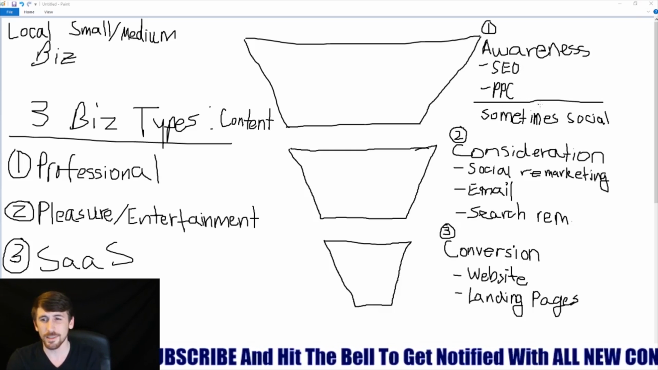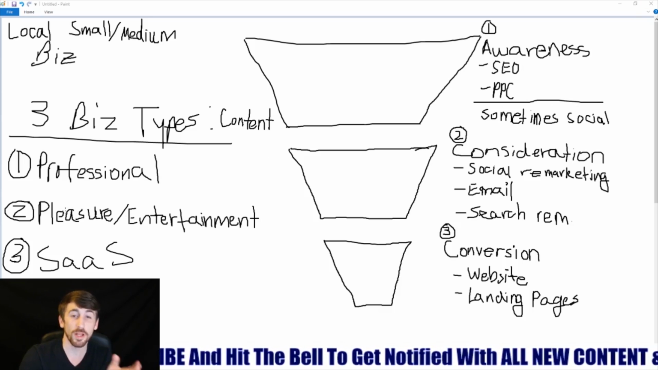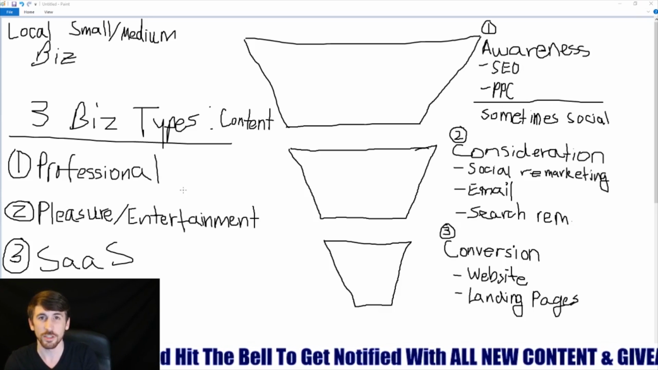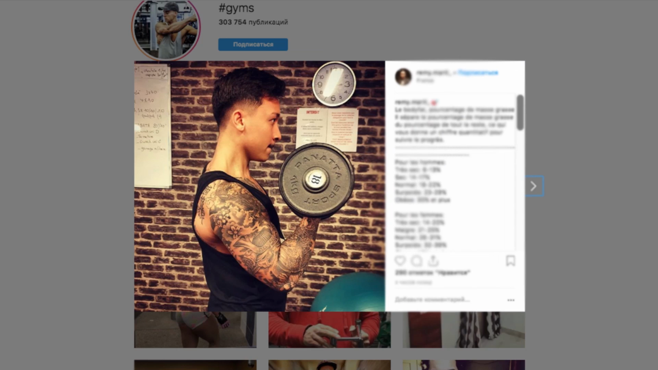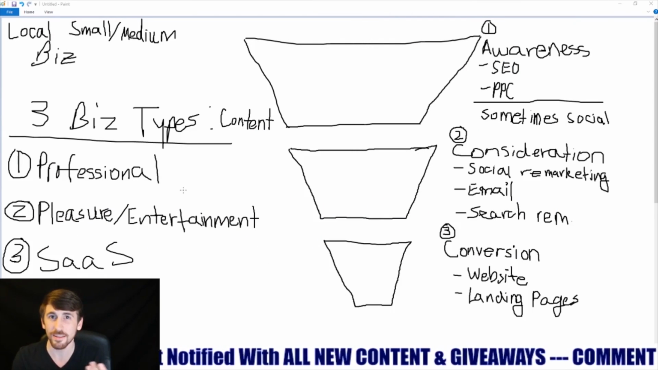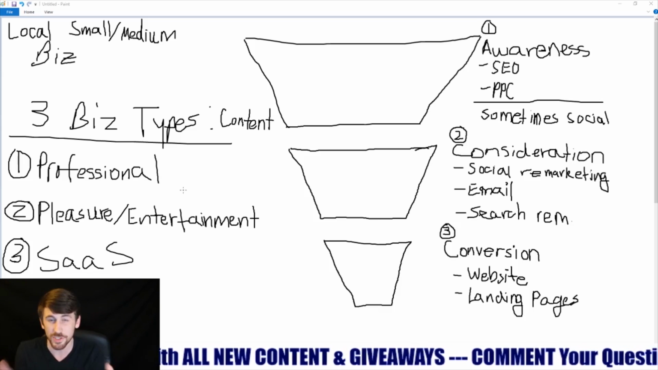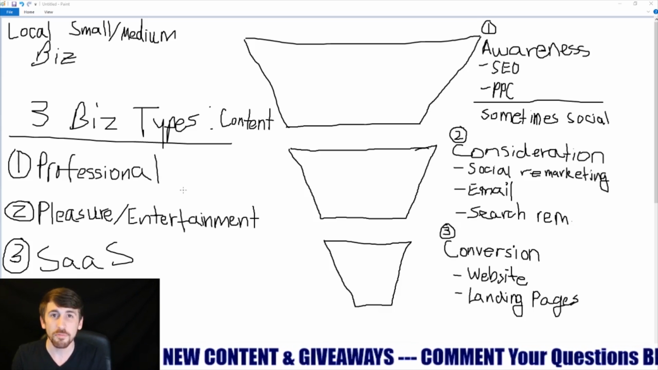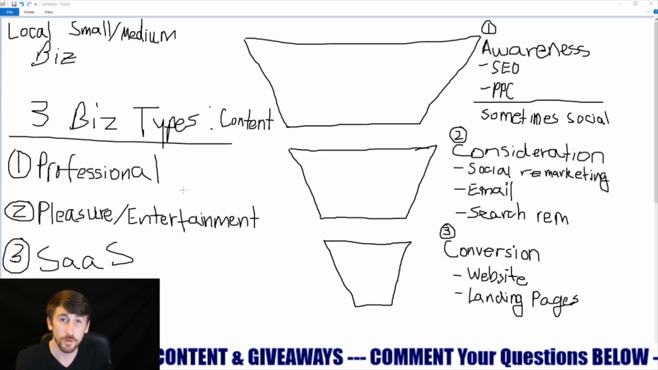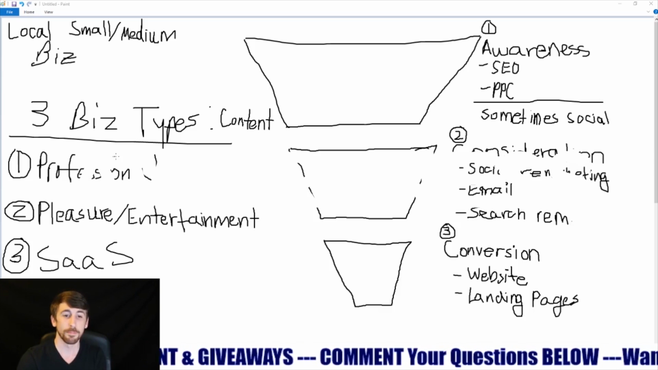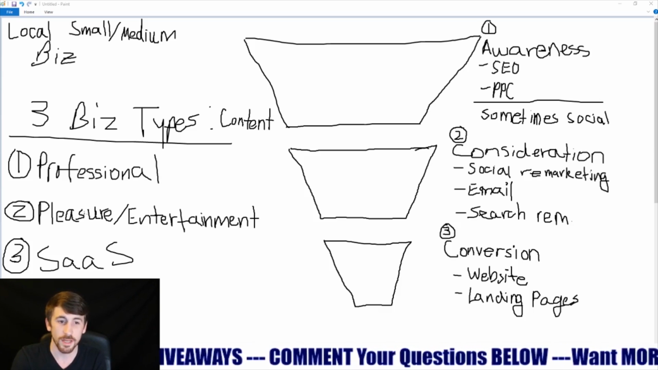But why does it say sometimes social? Well, that's where those pleasure services that kind of mix professionally as well. So like salons and gyms and professional trainers, pretty much anything that can be visually appealing. Real estate agents can kind of be in the mix there too because houses are visually appealing. But any type of business that can be visually appealing as far as their content is concerned can mix into this pleasure and entertainment category.